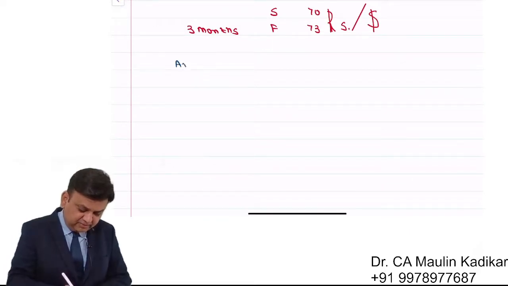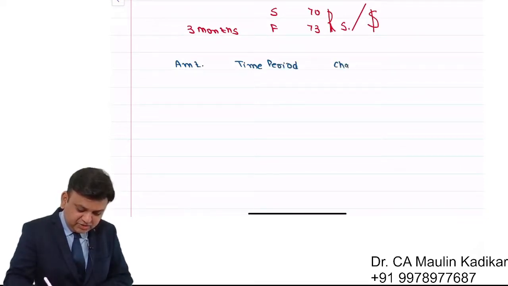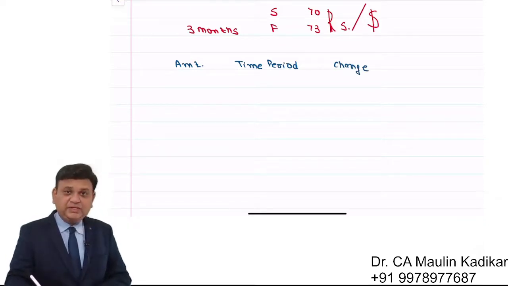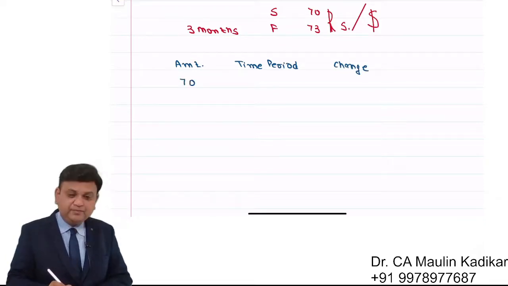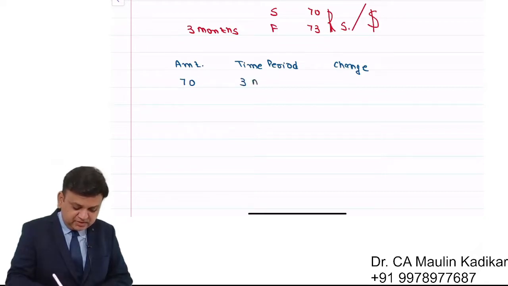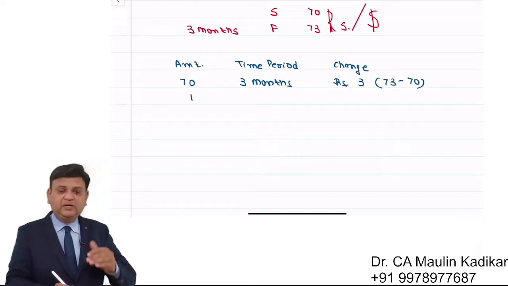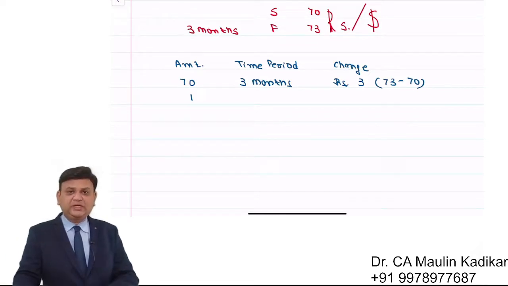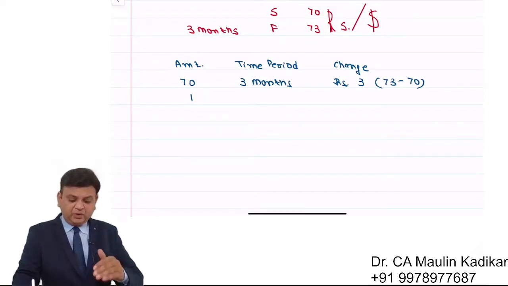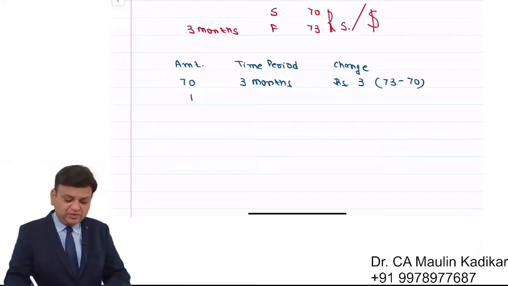हम लोग ऐसा समझ सकते हैं कि amount, time period and change. Spot exchange rate क्या है? 70 rupees per dollar है. Over a time period of 3 months, that is a change of rupees 3, 73 minus 70. So for every $1, एक डॉलर के सामने जो आपको 70 रुपीस मिलता था, उसमें over a time period of 3 months, there is a change of 3.